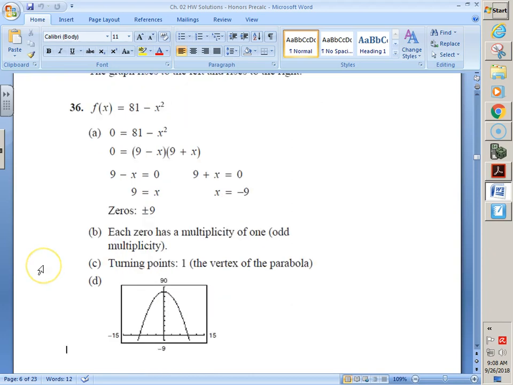Number 36 allows us to do some math. Whew, finally. Factor difference of squares. Got it. Set each equal to 0. Got it. Zeros, plus or minus 9. Gavin, were you acing this last night? Why does each zero have a multiplicity of 1?